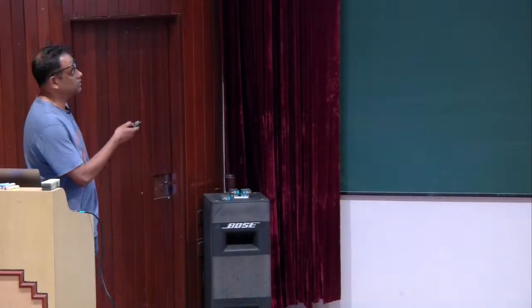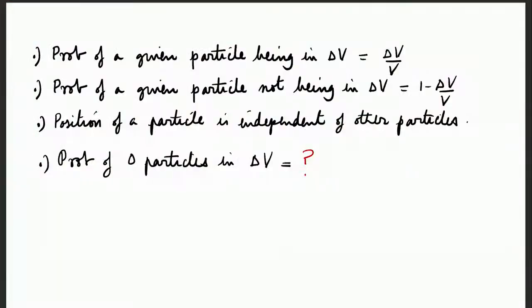It is the probability that no particle is there, which is (1 minus delta V by V) to the power n. Because the probability of the first particle not being there is 1 minus delta V by V, the second particle is 1 minus delta V by V the whole square, and so on.